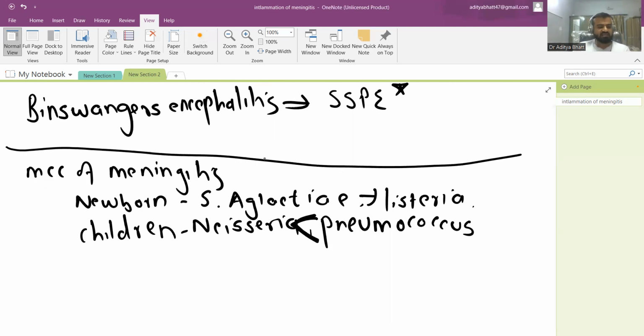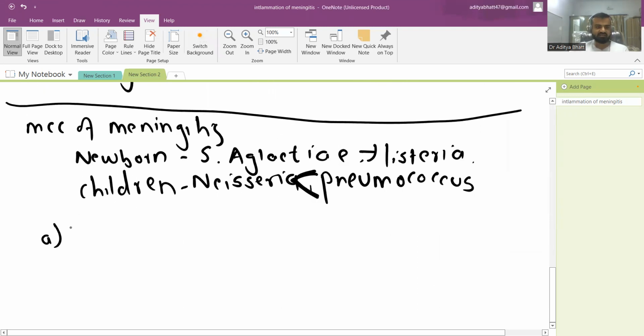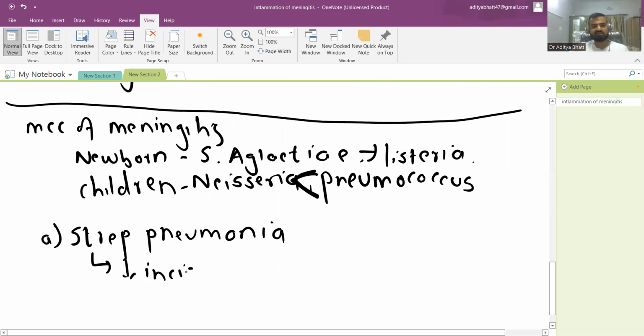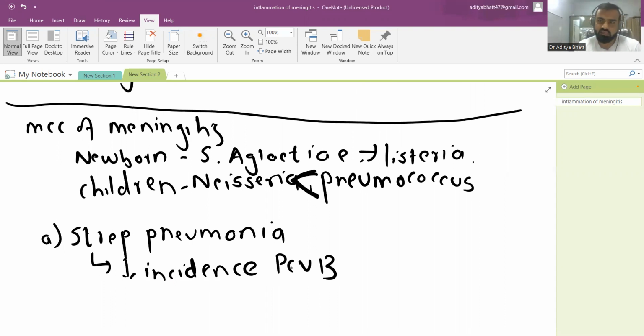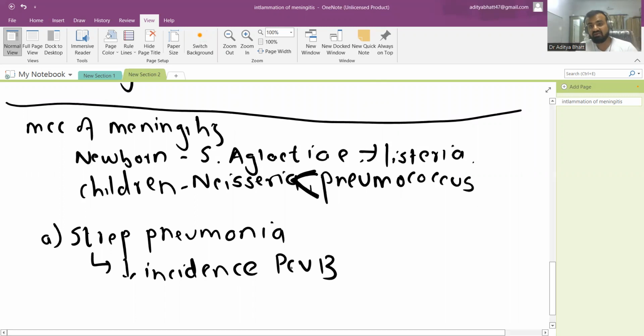Now, for CSF, we'll see some specific organisms causing bacterial meningitis. So first is Streptococcus pneumoniae. For Streptococcus pneumoniae, we see that it has decreased incidence after the PCV13 vaccine we have used. There are two types of vaccine that we used, three types actually, but the two most commonly used in India are PCV10 and PCV13. PCV7 is not preferred nowadays.